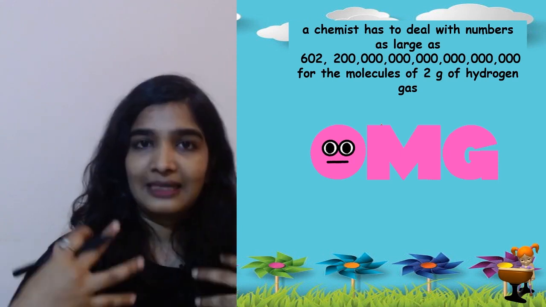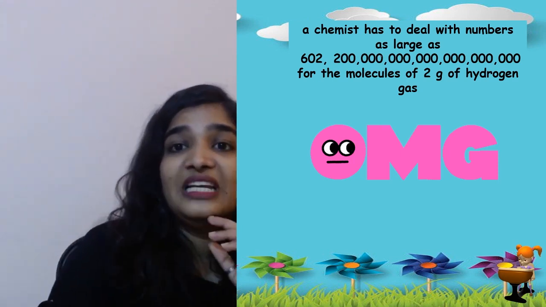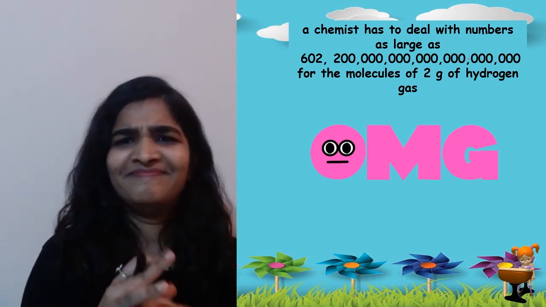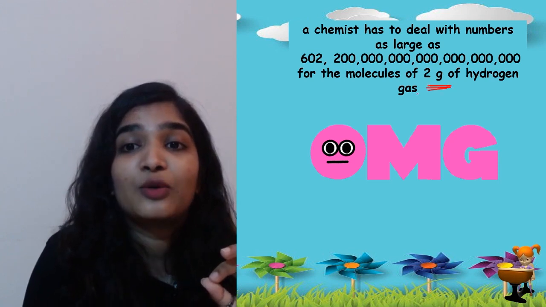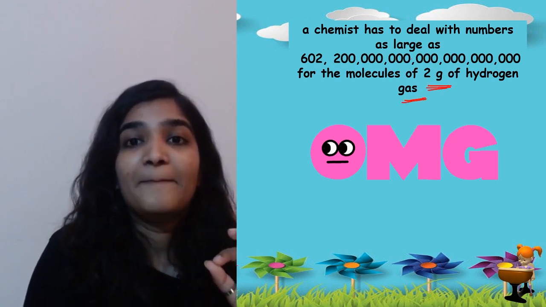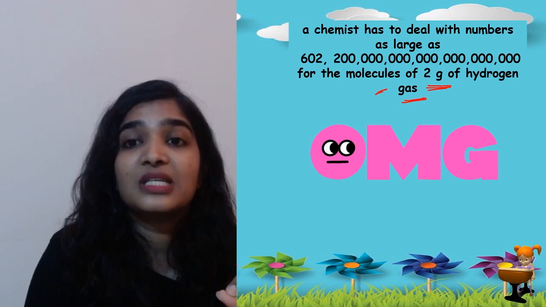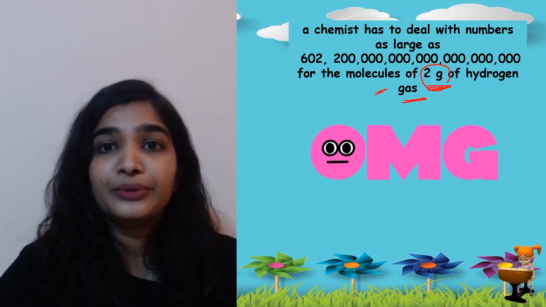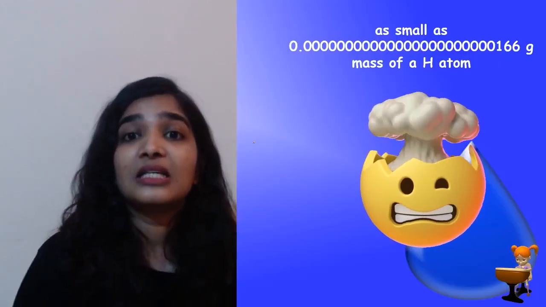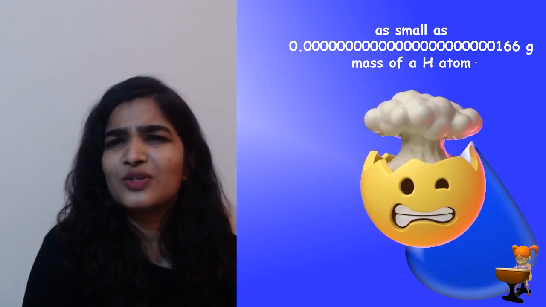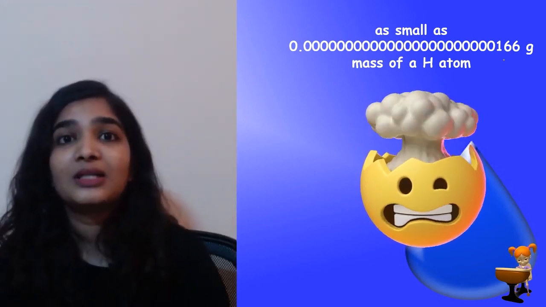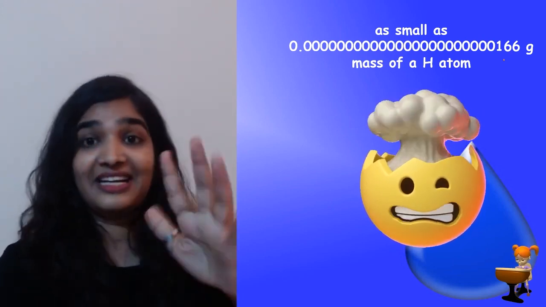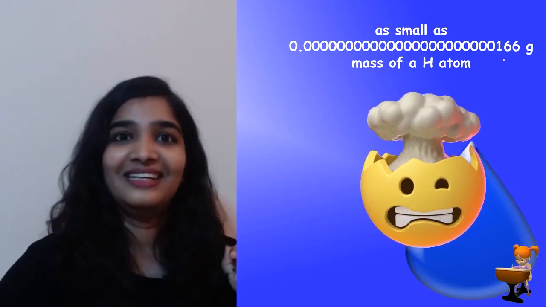So we, being chemists, have to deal with numbers as large as, I don't even want to count the number of zeros, for the molecules in 2 grams of hydrogen gas. This many hydrogen molecules are present in just 2 grams of hydrogen gas. Or take a mass like 0.000000000001666 gram. Such a small number. Leave writing, reading alone is difficult.